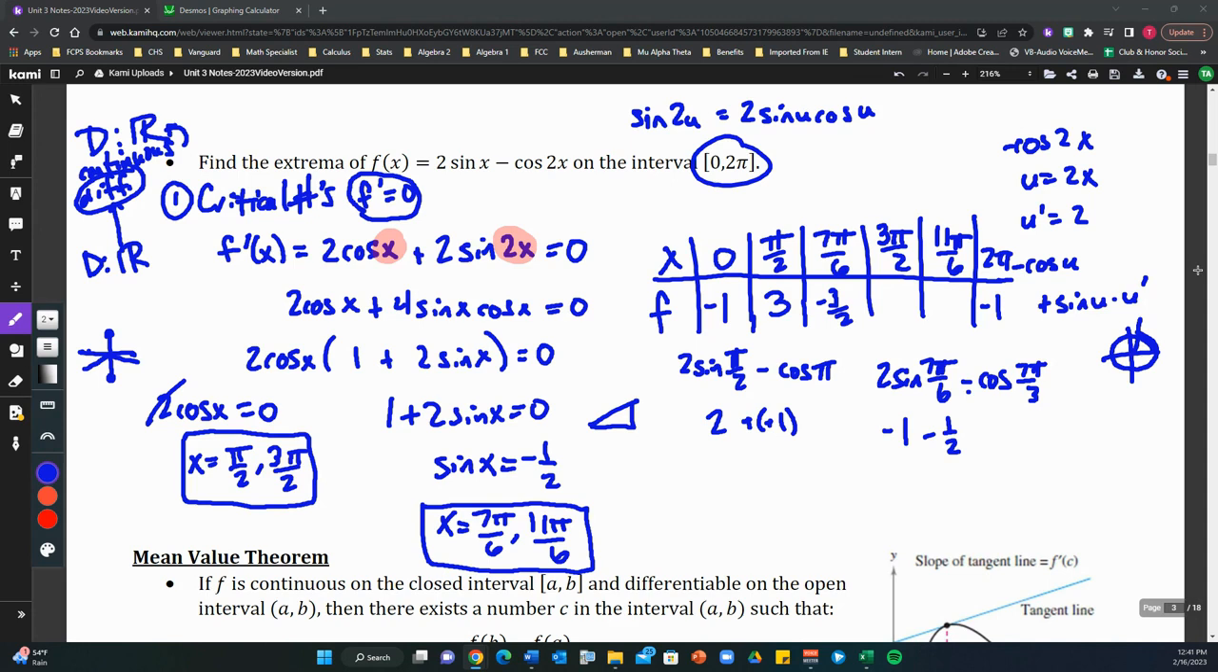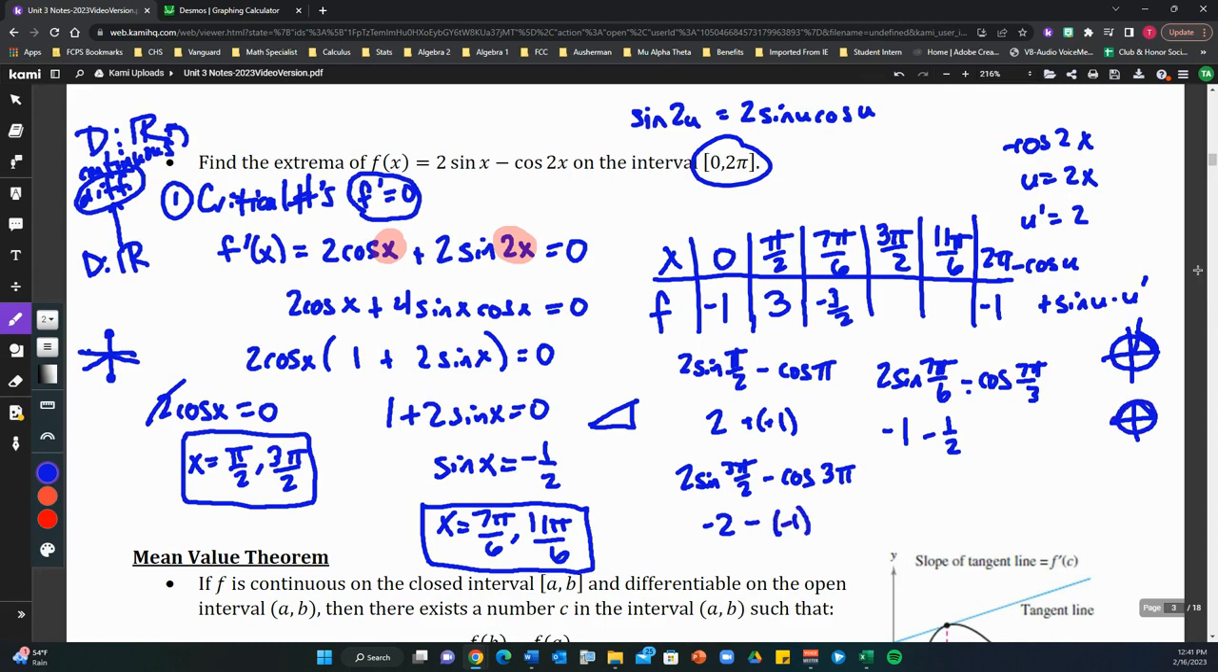Okay, so then for 3 pi over 2, we have 2 sine of 3 pi over 2. The y-coordinate at 3 pi over 2, down at the bottom, is -1. So this is -2, minus cosine at 3 pi over 2 times 2, which becomes 3 pi. And remember, 3 pi is one full revolution plus another half. So the x-coordinate there is -1. So this becomes -2 plus 1, or -1 as well.